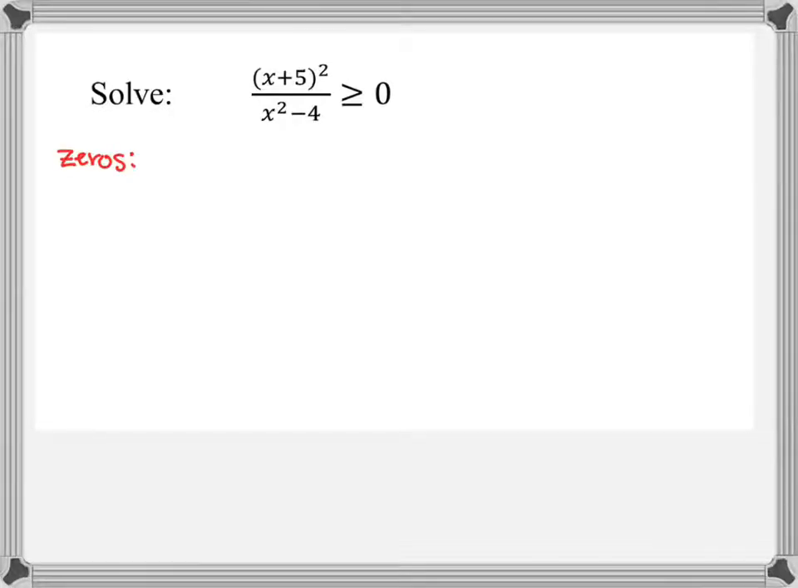To find our zeros, let's set our numerator factor equal to 0, so x + 5 = 0. Subtract 5 from both sides, x = −5. That is our one zero.